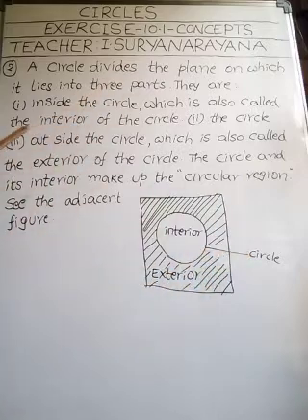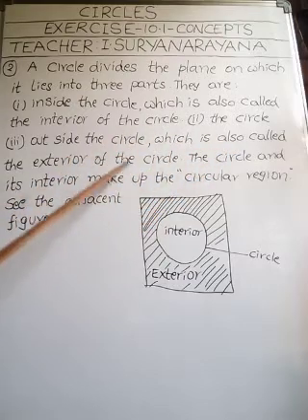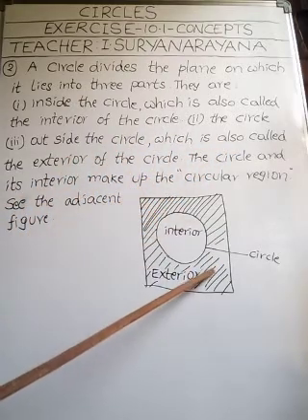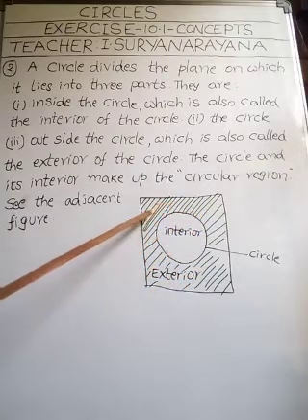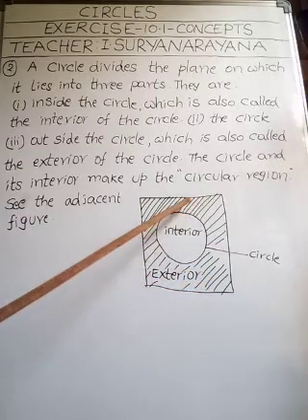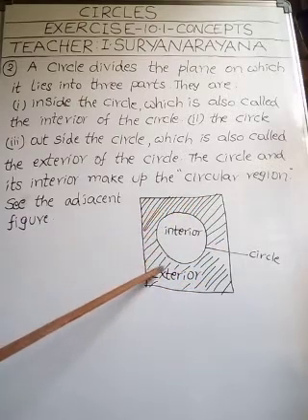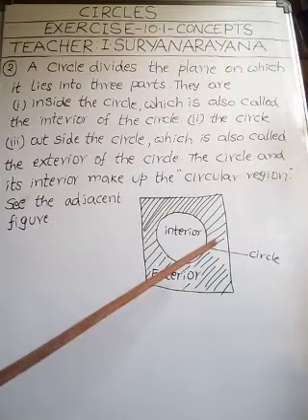Okay, my children, understood? Next, third part, outside the circle, which is also called exterior of the circle. This part of this plane, this slant lines shaded region, denotes exterior of the circle or outside the circle.